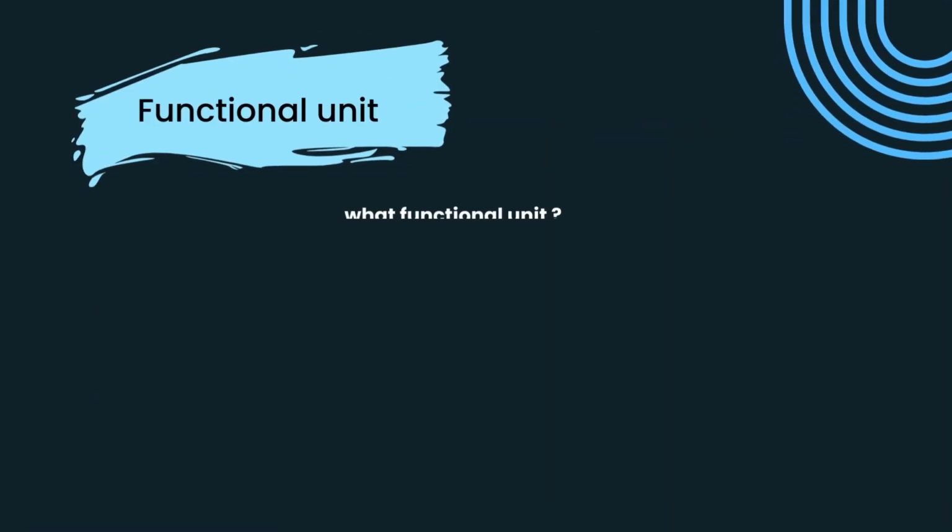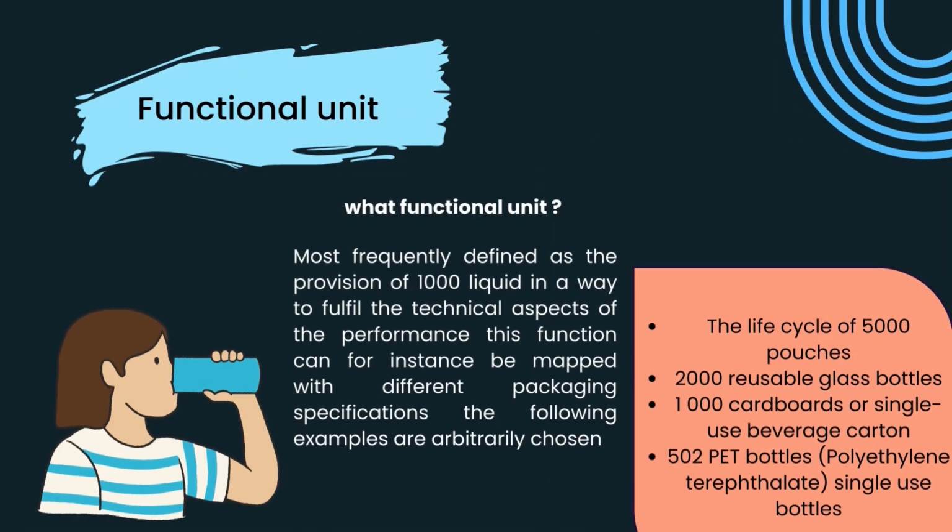What is a functional unit? Functional unit is most frequently defined as the provision of 1000 liters of liquid in a way to fulfill the technical aspects of the performance. This function can, for instance, be mapped with different packaging specifications. The following examples are arbitrarily chosen. Example: the life cycle of 5,000 pouches, 2,000 reusable glass bottles, 1,000 cardboards and 5,002 PET bottles are 4 product systems that roughly fulfill the same function and need to be analyzed and compared.